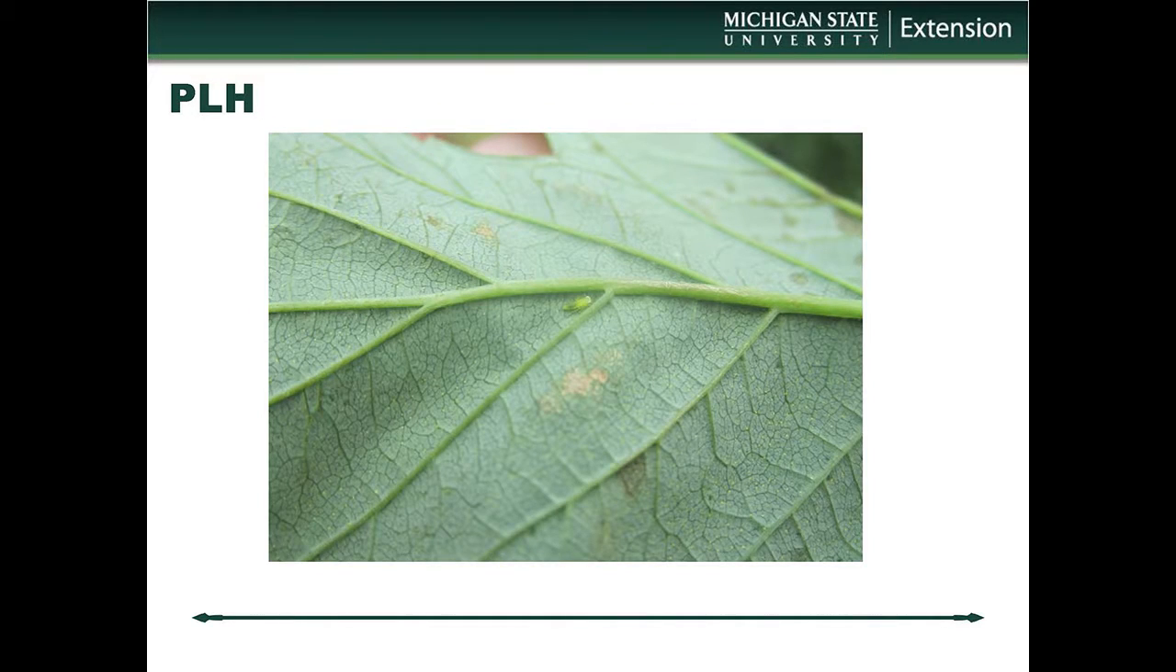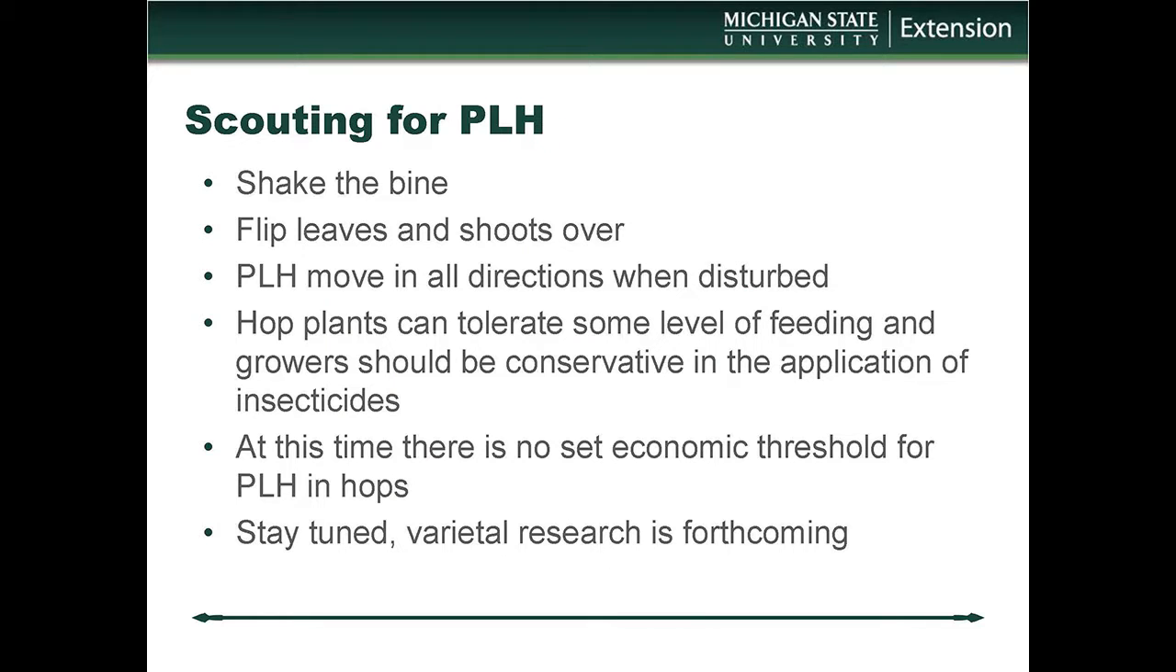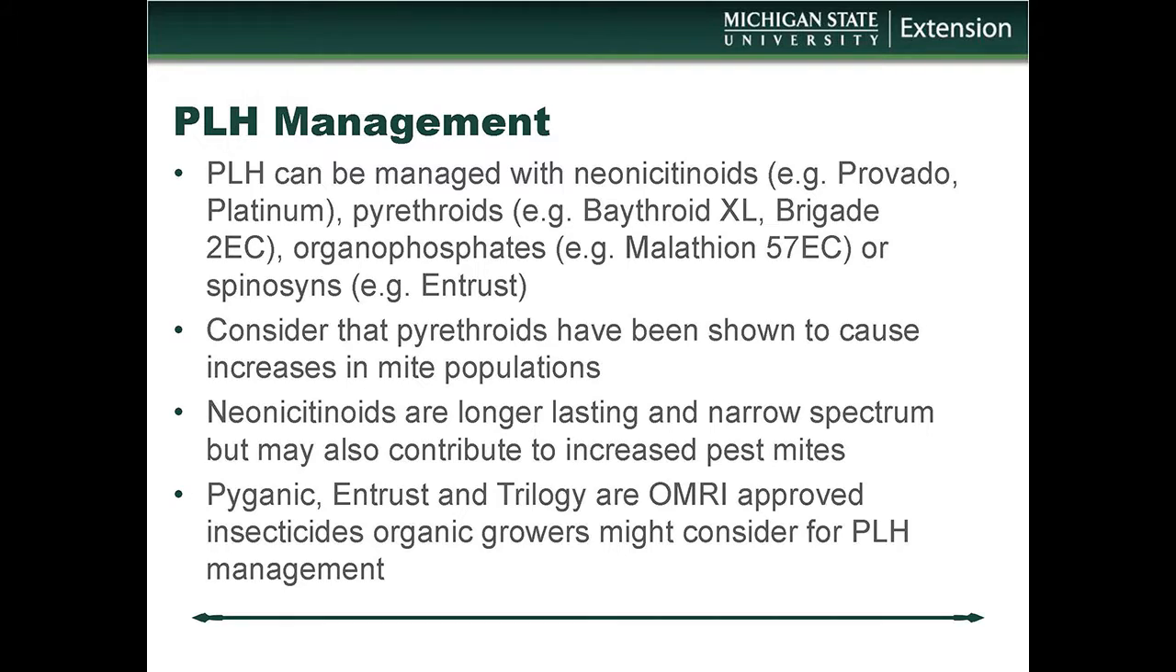Again, this is how I'm scouting. I'm shaking bines, flipping leaves over, and looking closely. We think hop plants can probably tolerate some level of feeding, and that it might be variety dependent. There's actually a new publication I haven't had time to dig through yet out of Vermont looking at cultivar susceptibility to potato leafhoppers. So again, grab that paper offline before you make those varietal selections and consider potato leafhopper susceptibility.